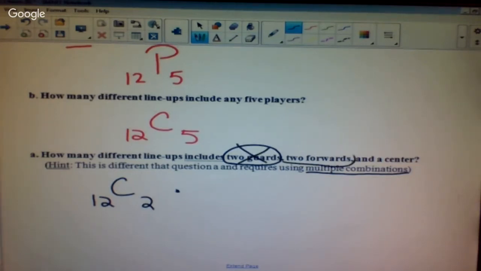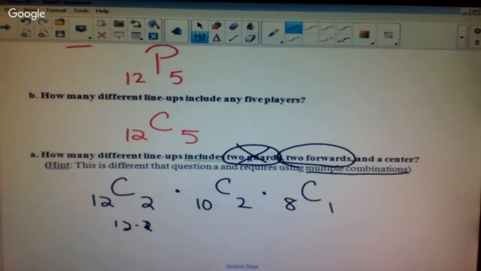And I now need 2 forwards. 10. Why is it 10? You can't use the other 2 people. I've taken 2 out. So 12 minus 2 gives me 10. So now I only have 10 people to pick from, and I need 2 forwards. So 10C2 times 8C1. And now we're down to 8 people, and I want 1 of them. So it's the same, but it's different. Questions? No. Okay.